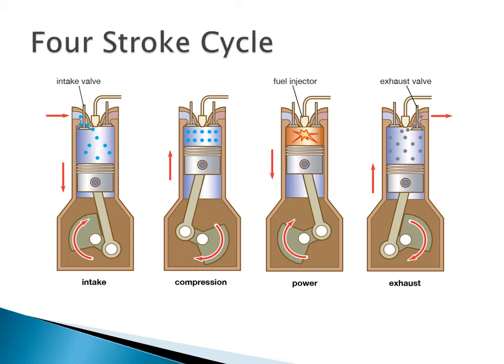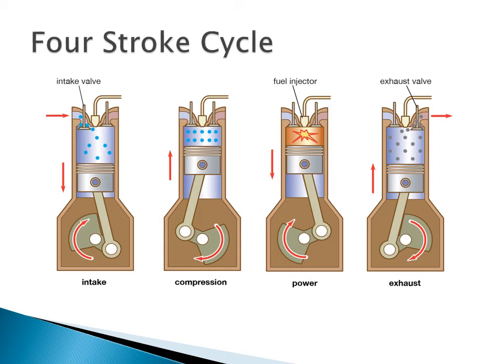Then on our power stroke, and by the way, this is an illustration of a diesel engine, so you see the fuel injector in there rather than a spark plug. We have our power stroke, our explosion, driving the piston back down. And then finally, in our exhaust stroke, the exhaust valve is open, and the burnt fuel air mixture is allowed to escape and go out through the exhaust.